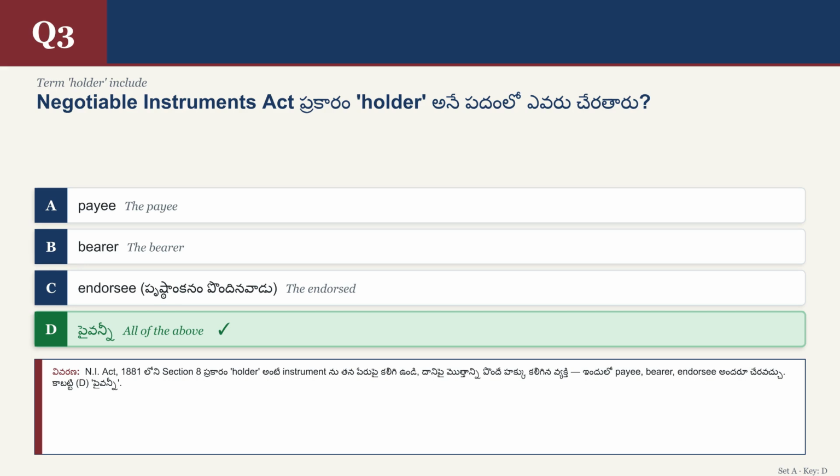Question 3 asks who is included in the term holder under the Negotiable Instruments Act. The correct answer is D, all of the above, which includes the payee, bearer, and endorsee.